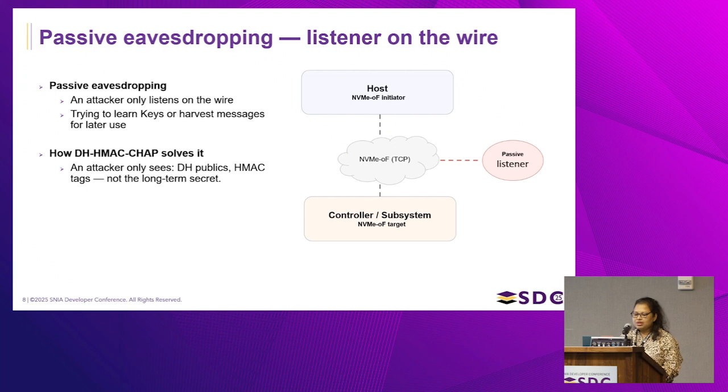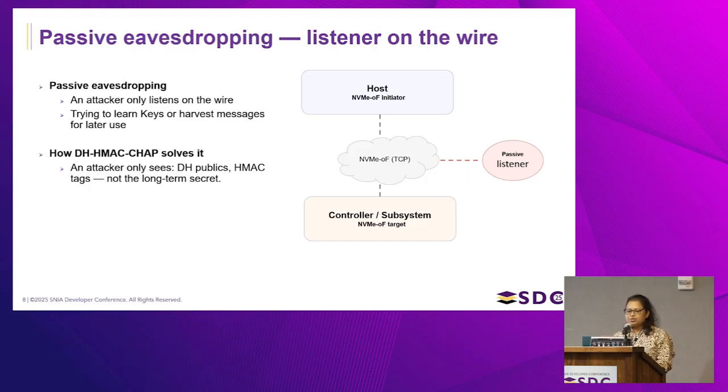So the host, let's see step by step what happens. The host starts an NVMe-oF connection over TCP. The controller or subsystem replies. Meanwhile, the passive listener is sitting on the path, copying everything flowing over the wire. So what exactly can this listener see during the DH-HMAC-CHAP process?